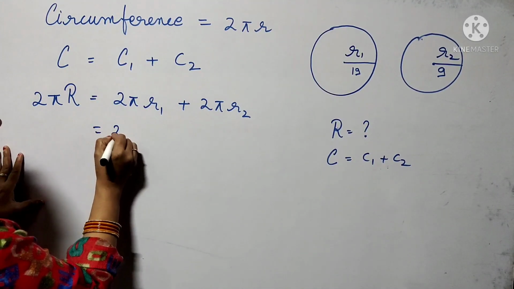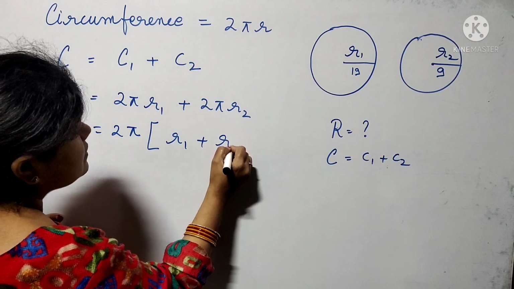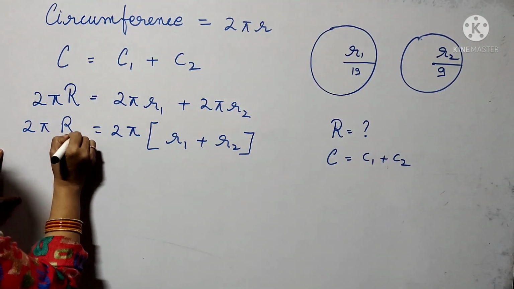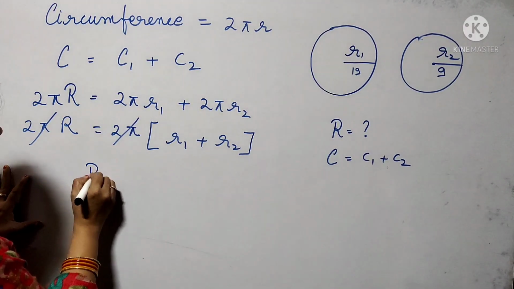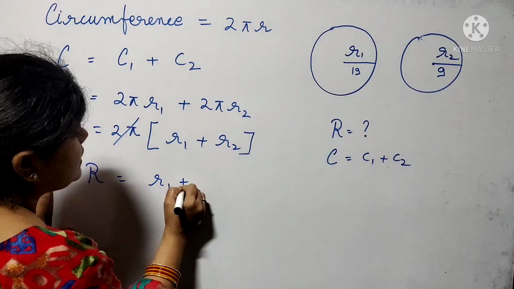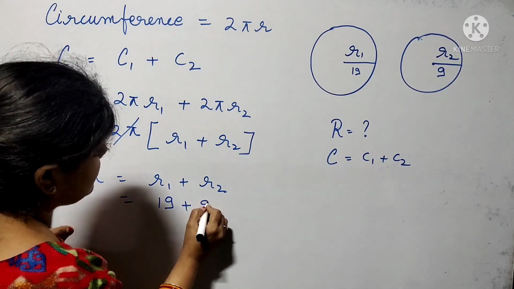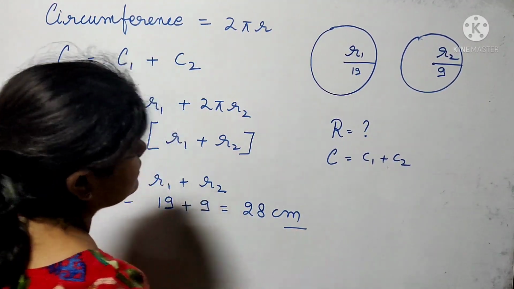Now we can take 2 pi common here. So it is r1 plus r2, and here it is 2 pi R. Now 2 pi and 2 pi get cancelled. So R is equal to r1 plus r2, which is equal to 19 plus 9, and which is equal to 28 centimeter.